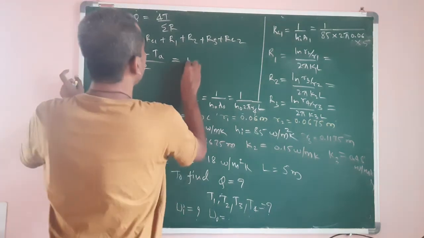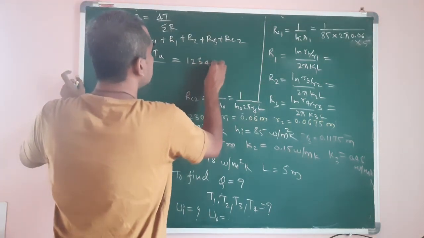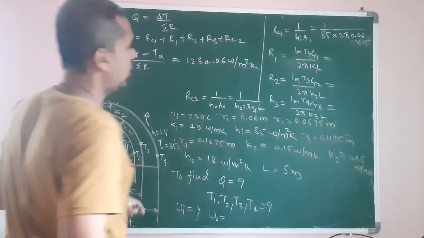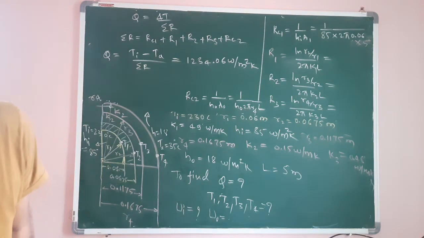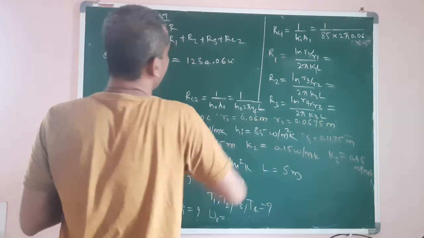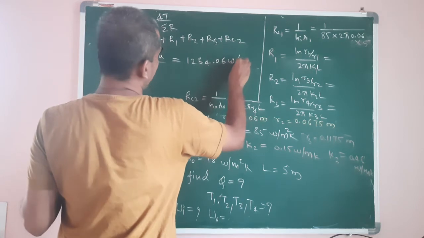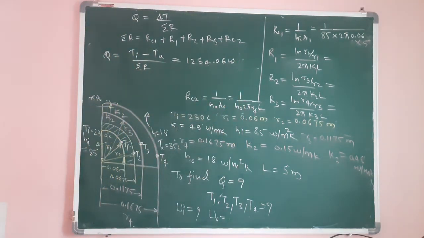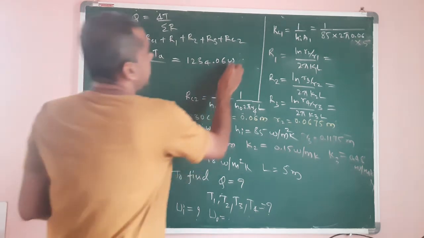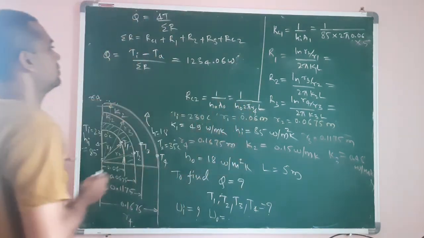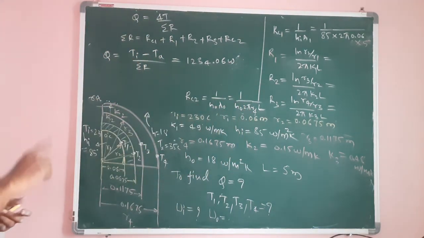1234.06 watt. Okay, sorry, its unit will be watt. This much watt will be its unit. Watt per 5 meter, like that also you can write, because the length of the pipe is 5 meter. Even if you don't write it, it is understood.